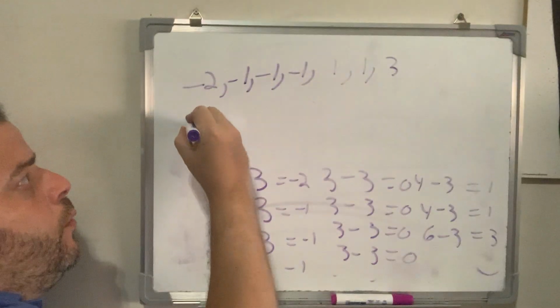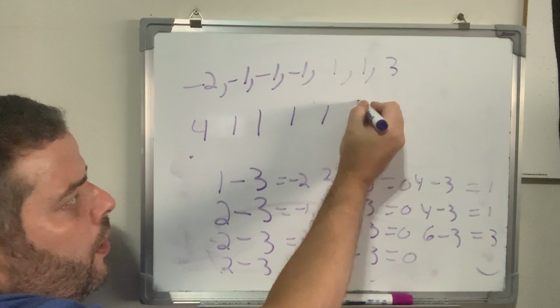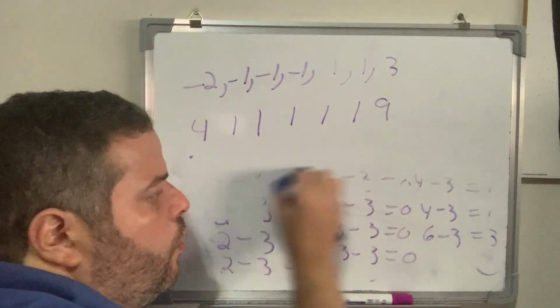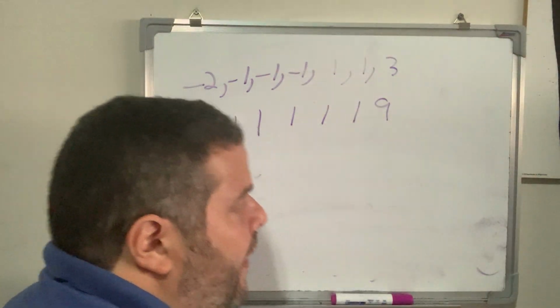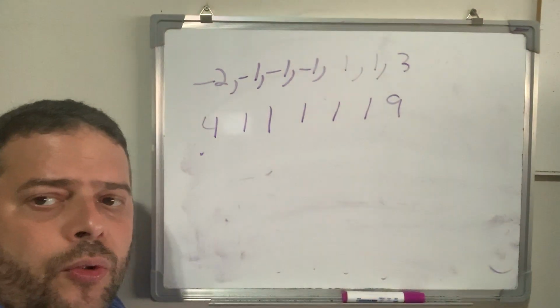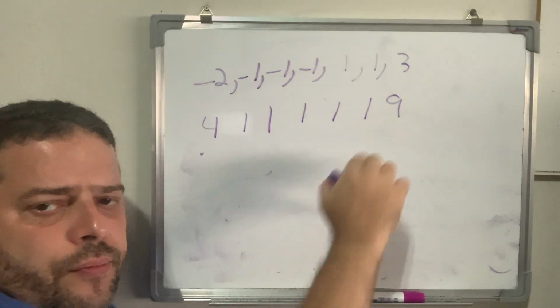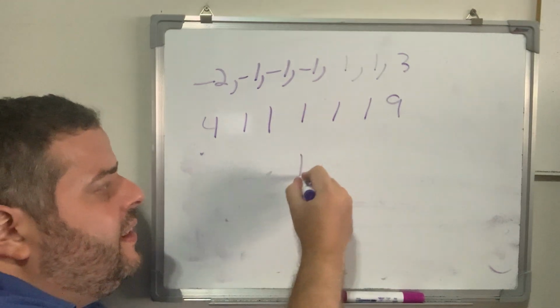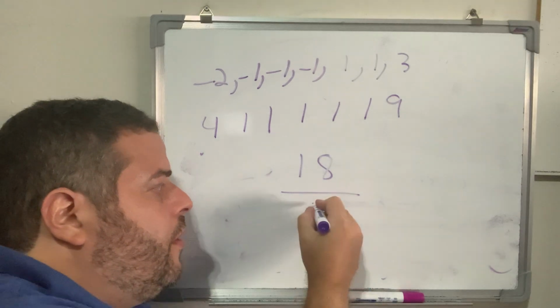So this squared would be 4, this would be 1, this would be 1, this would be 1, this would be 1, this would be 1, this would be 9. Those are the values squared. Now, after you square your values, you add all the values: 4, 5, 6, 7, 8, 9, 18.